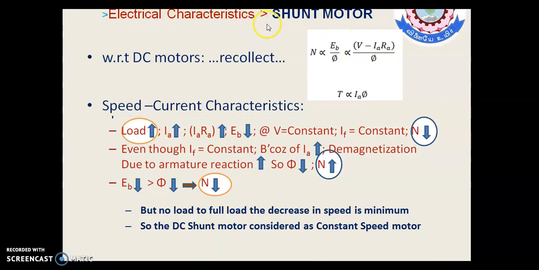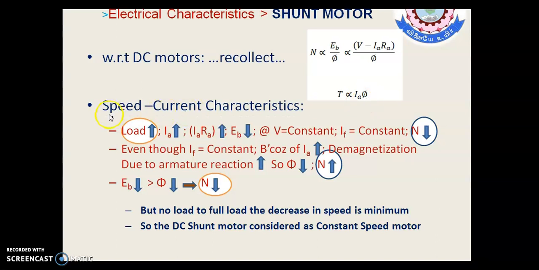Before discussing the electrical characteristics, in these slides we are just refreshing the basics you learned in DC machines and AC machines. With respect to the DC motor, you need to recollect these 2 formulas. Speed of the DC motor N is directly proportional to the back EMF and inversely proportional to the flux phi. This can be elaborated as (V minus IA RA) divided by phi, and torque is directly proportional to IA into phi, right? In the shunt motor, torque is directly proportional to phi into IA.